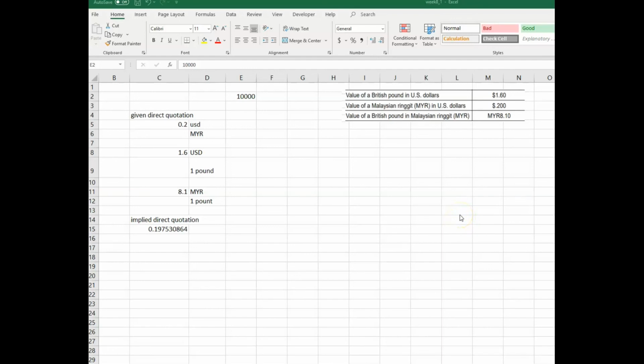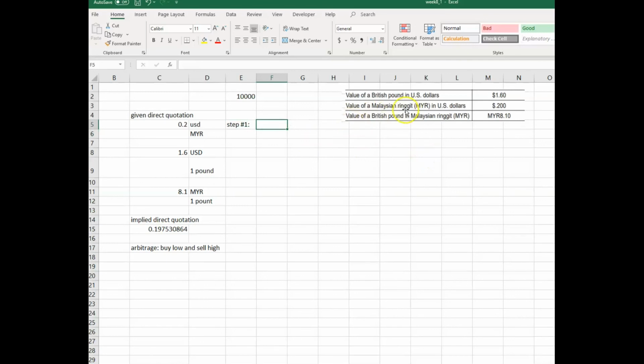Next, let's look at the 10,000 US dollars. What is our profit when we do not consider the spread? From the previous exercise, we know the implied direct quote is 0.197, because this value is lower than 0.2. And so arbitrage: we buy low and sell high. So this is step number one.